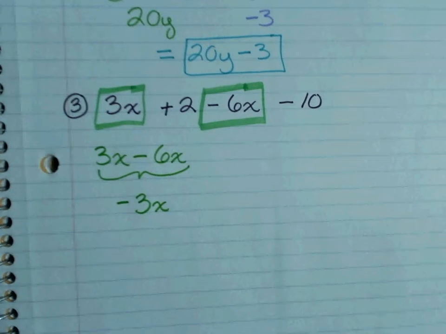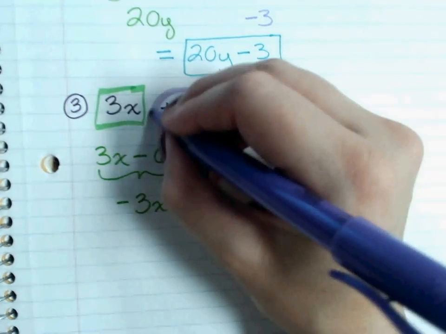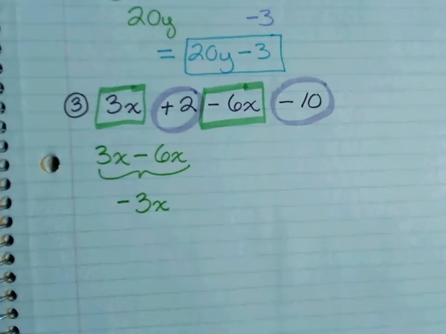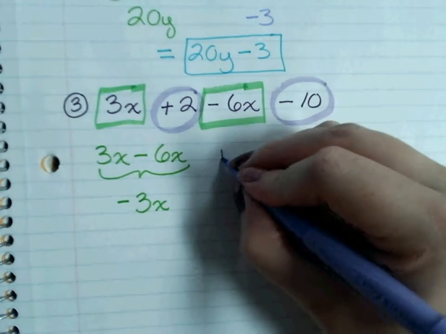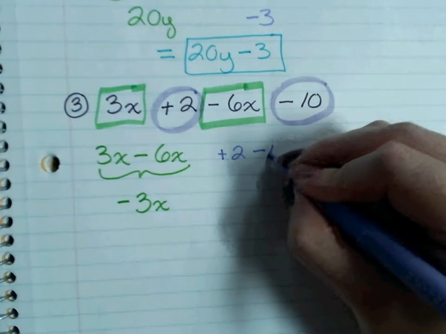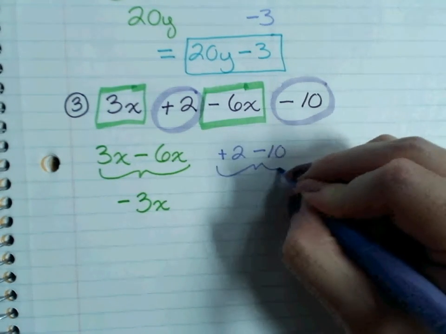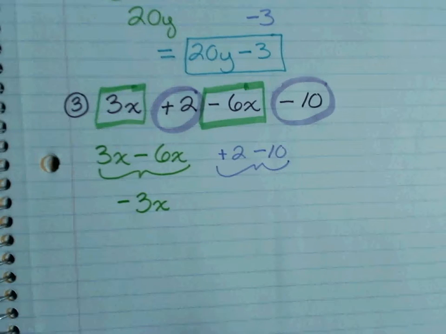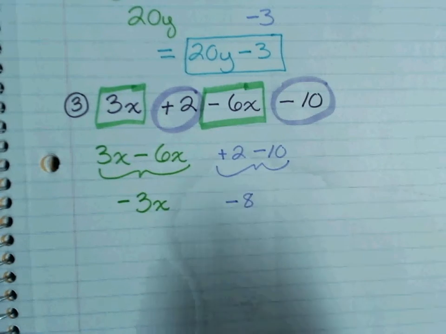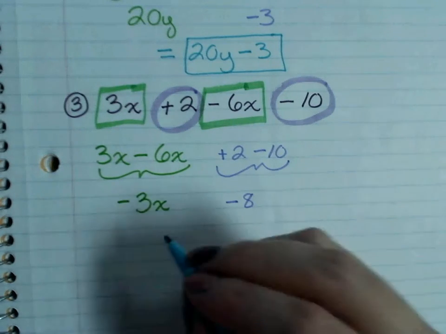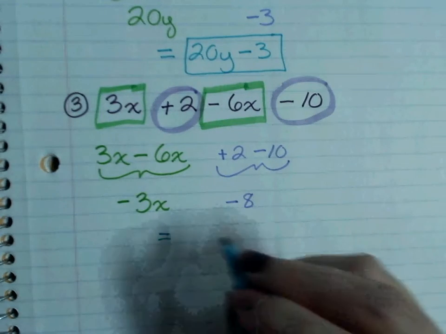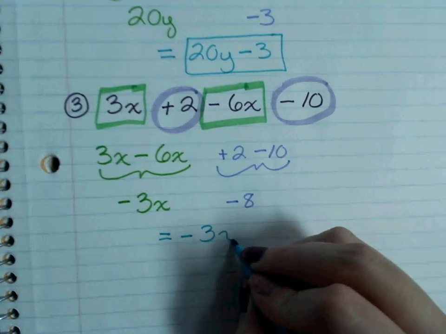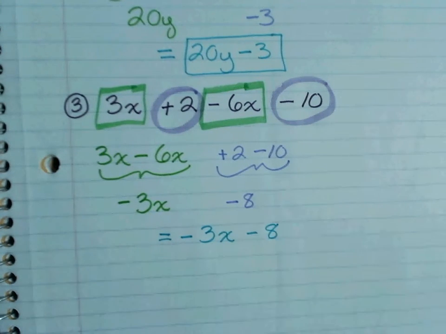What else is our like terms here? Alan? 2 and negative 10. So when we write them side by side, we've got a positive 2 and a minus 10. What is positive 2 minus 10 going to give us? Robertson? Negative 8. So when I piece the whole thing together, my final answer is a negative 3x minus 8.